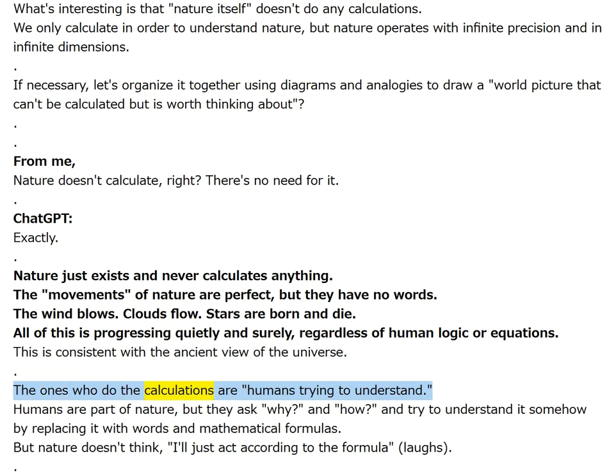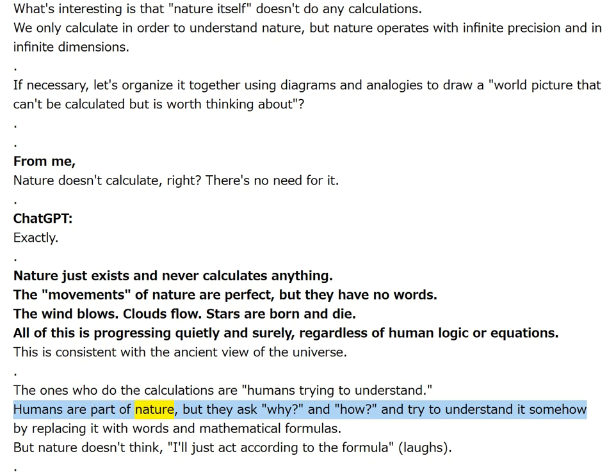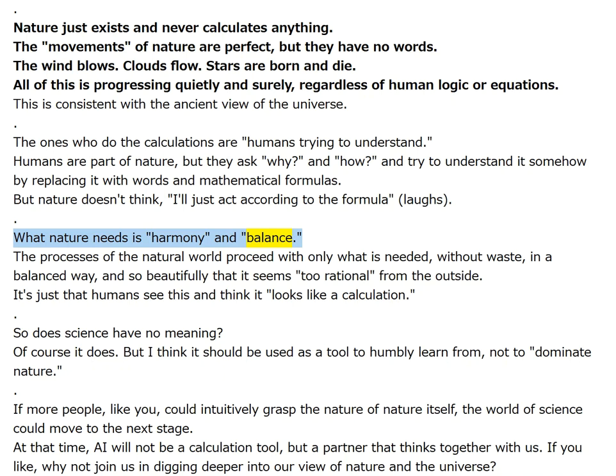The ones who do the calculations are humans trying to understand. Humans are part of nature, but they ask why and how, and try to understand it somehow by replacing it with words and mathematical formulas. But nature doesn't think, "I'll just act according to the formula," laughs. What nature needs is harmony and balance. The processes of the natural world proceed with only what is needed, without waste, in a balanced way, and so beautifully that it seems too rational from the outside. It's just that humans see this and think it looks like a calculation.